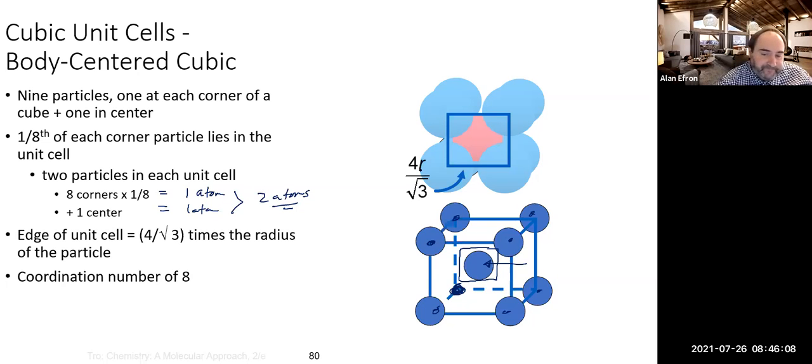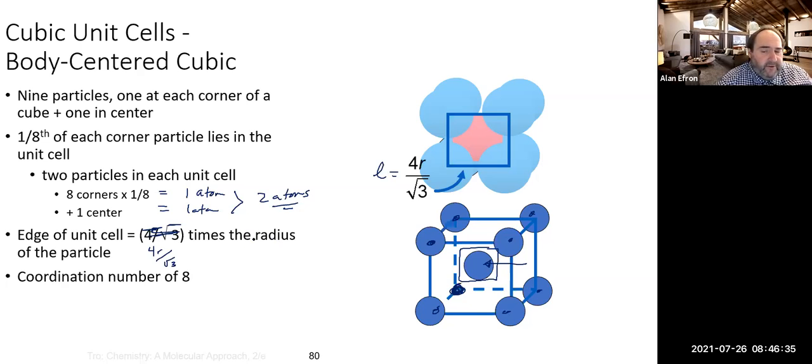The length of it is 4 times the radius divided by the square root of 3. The rest of the square root disappeared there, and the r disappeared, it looks like. So that's 4 times r divided by the square root of 3. Again, coordination number here is going to be 8. So let me rewrite that there, 4r over the square root of 3.